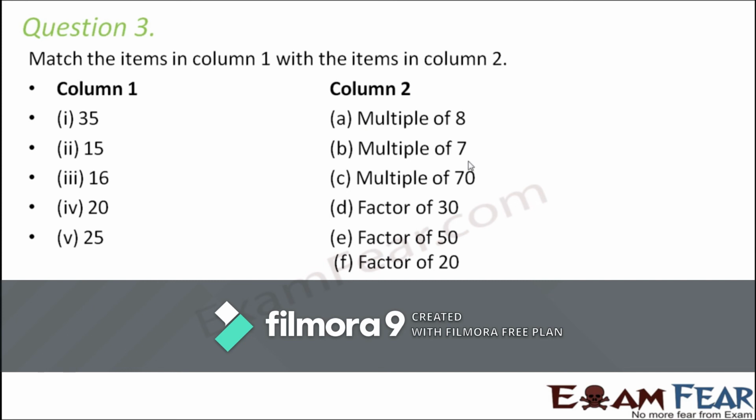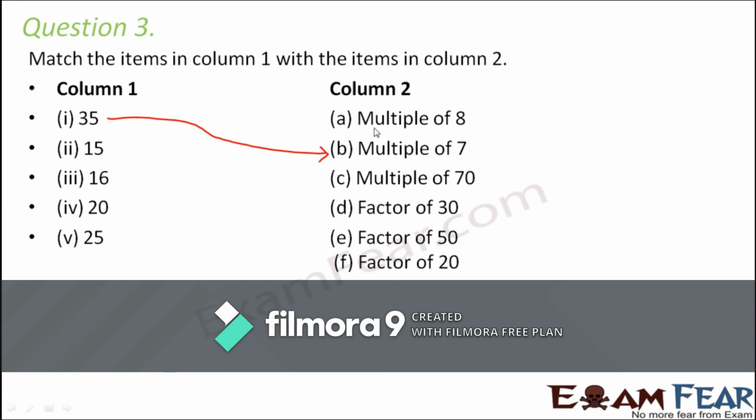Multiple of 7, yes, it is a multiple of 7, because when you actually look at the multiples of 7, you would see they are 7 ones are 7, 7 twos are 14, 7 threes are 21, 7 fours are 28 and 7 fives are 35. So 35 is a multiple of 7.